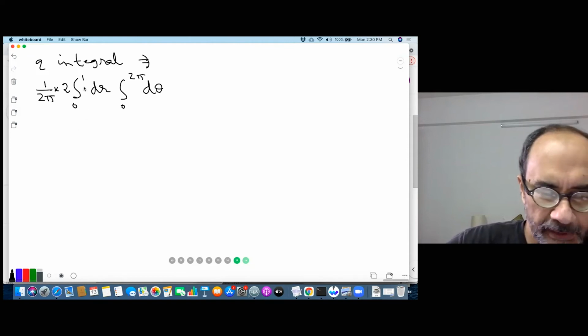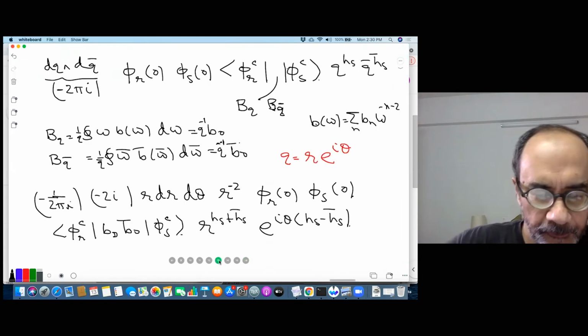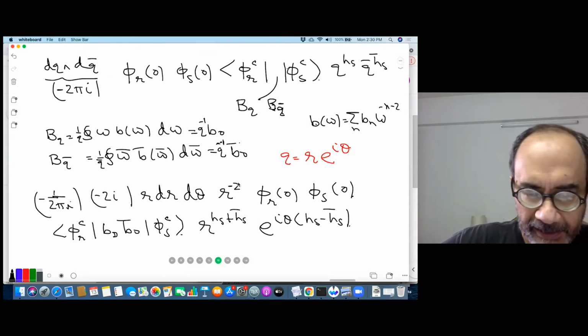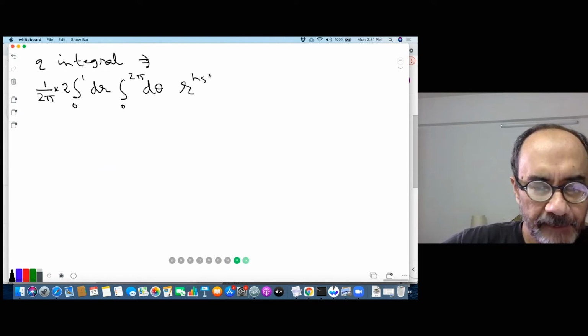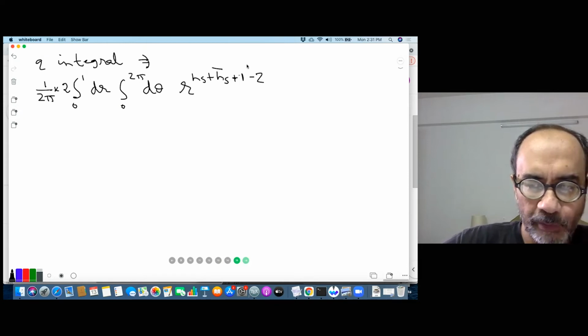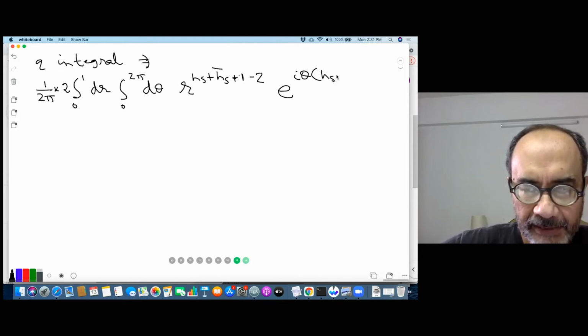So these 2 basically came from this minus 2i over here. This minus sign cancelled, and we get that 1 over 2 pi and then 2. Then I'll just collect the powers of r and powers of theta. So you basically get r to the power hs plus hs bar minus 2 plus 1 minus 2. Where is the plus 1 coming from? Because there's an r dr, that's the plus 1, and minus 2 because there is a 1 over r squared. And then e to the power i theta times hs minus hs bar.